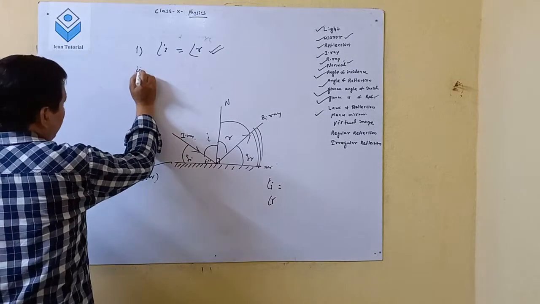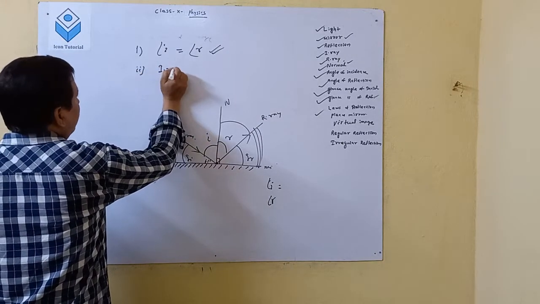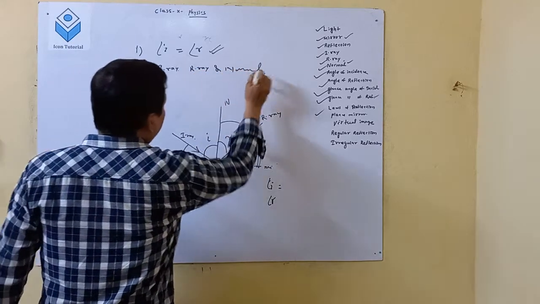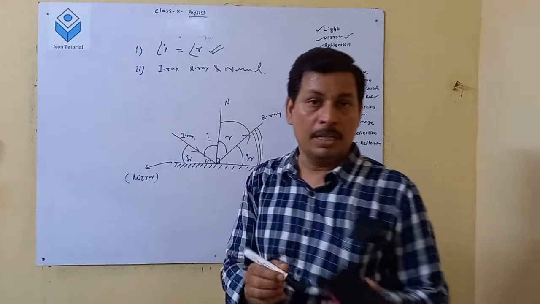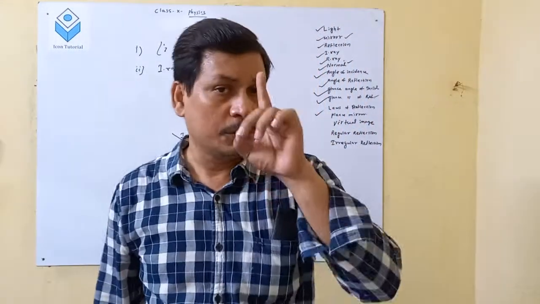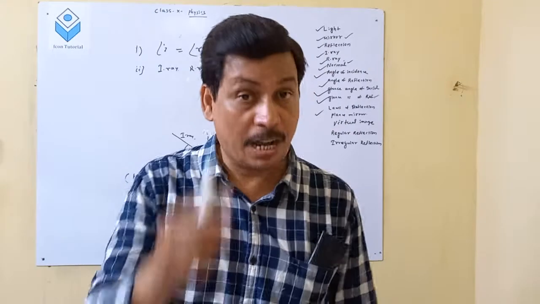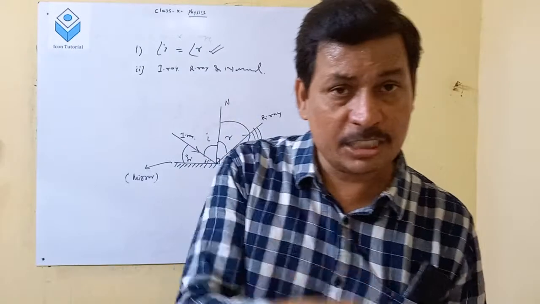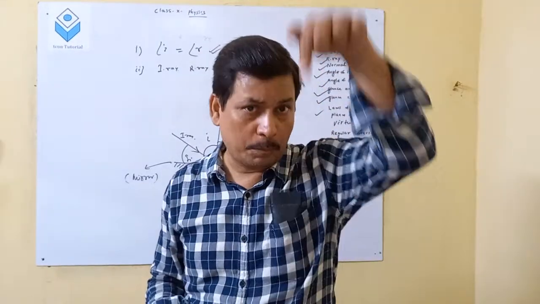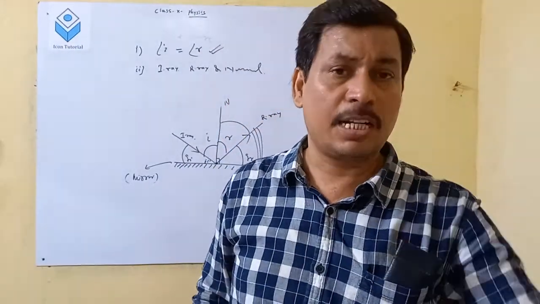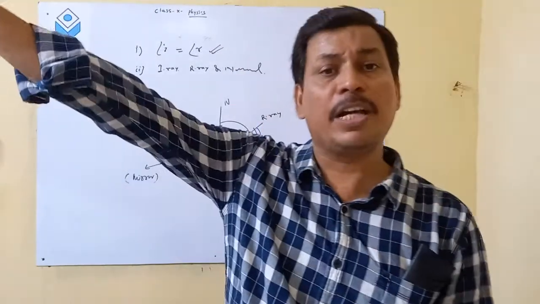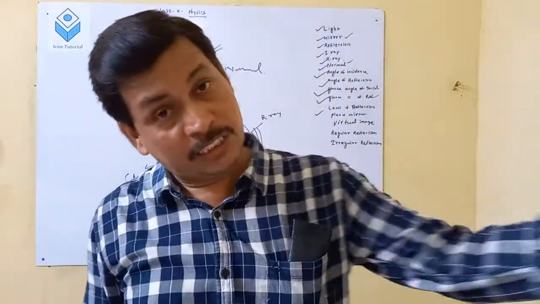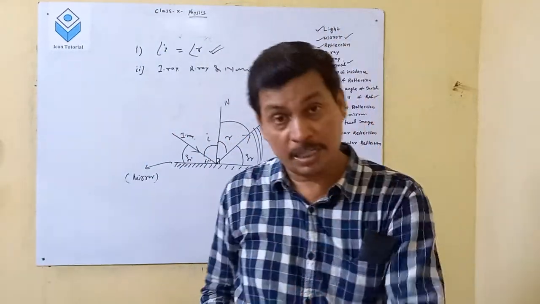Next law. Incident ray, reflected ray, and normal. Listen carefully, all of you. These three: incident ray, reflected ray, and normal. Normal is an imaginary line, while the incident ray is coming to the mirror and the reflected ray is going from the mirror.